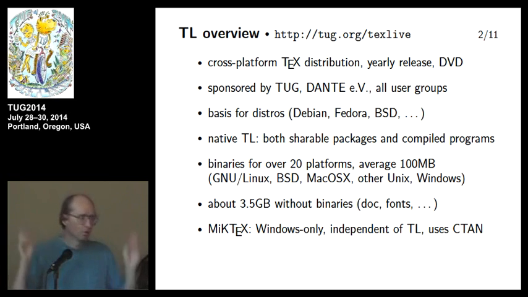I'm not going to talk about the operating system versions because I know very little about them. I work on the so-called native TeX Live, which is what the user groups distribute, which includes obviously lots of shareable packages, fonts and macros and so on, as well as compiled programs. Compiled programs include binaries for over 20 platforms these days, lots of versions of GNU Linux on lots of different hardware, Mac OS X, of course, thanks to Dick, and Windows, thanks to a colleague in Japan, Akira Kakuto. The platform independent stuff is about 3.5 gigabytes these days. That's without any of the binaries.